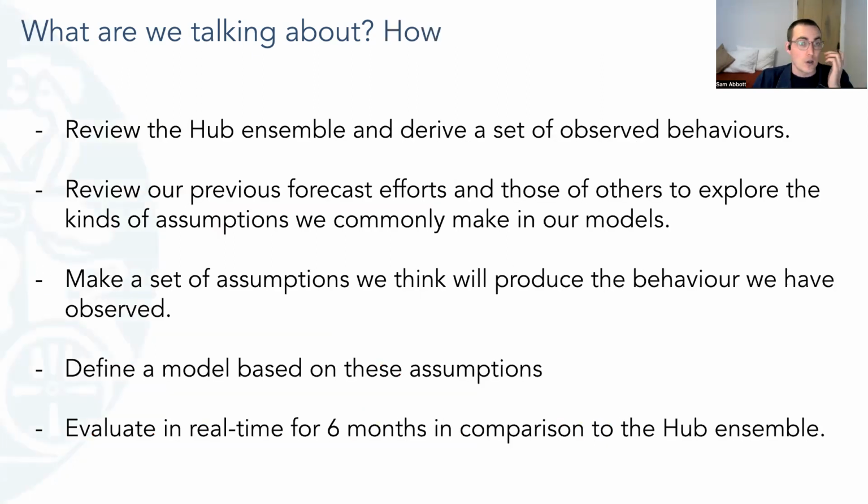So how did we go about doing this? First things first, we reviewed the hub ensemble and derived a set of observed behaviors. We then reviewed our previous forecasting work, as I mentioned, we've done quite a lot of work on this, and those of others, to explore the kind of assumptions we commonly make in our models. And then we link those assumptions we've made in the past with the behavior we are seeing in the forecast ensemble. And then we define a model based on these assumptions. And then obviously we need to understand how we've done a good job, how we've not done a good job, where we've slipped up. And so we evaluated this in real time for 6 months. So that's producing a forecast every week, submitting to the forecast hub, and then looking in real time at how we've done, rather than looking back retrospectively and then potentially being biased.